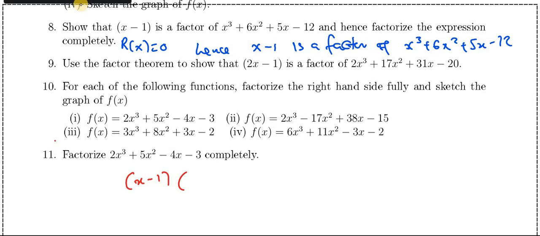Then number 9, they're saying use the factor theorem to show that this is a factor. It's the same thing as number 8. You just solve this. This is x is equal to what?